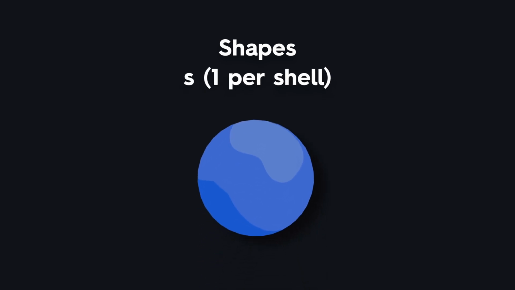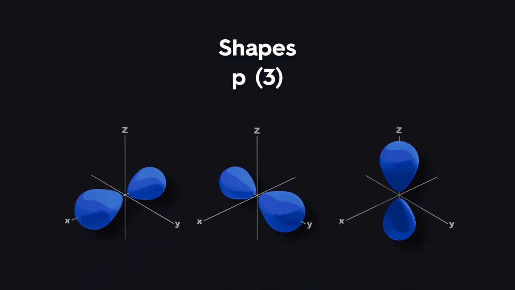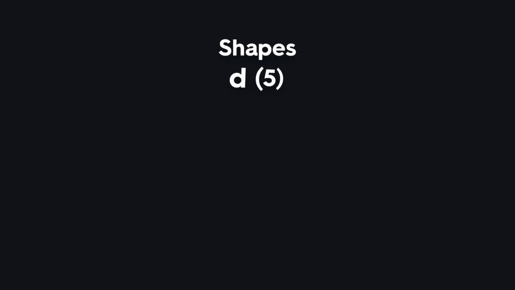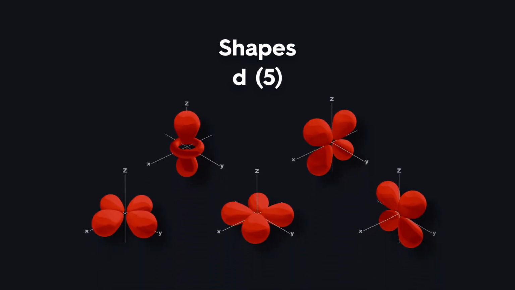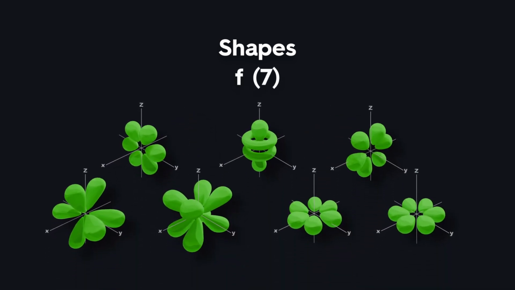First, think about shapes. The s orbital is spherical, and there's only one s per shell. In contrast, p orbitals come as 3 dumbbells, oriented along x, y, and z. Moving up, d gives us 5 orbitals, mostly 4-lobe clovers, plus the distinctive dz squared with a ring. And f expands to 7, with more intricate patterns.